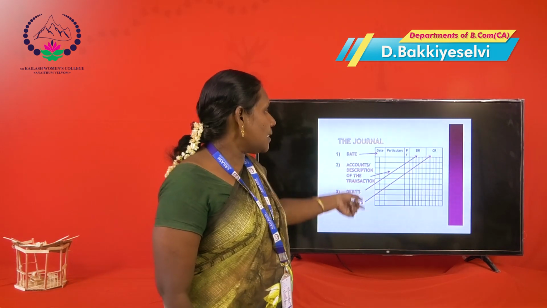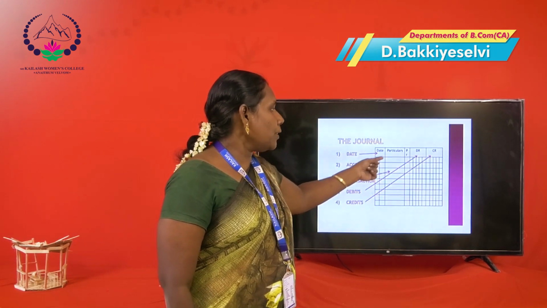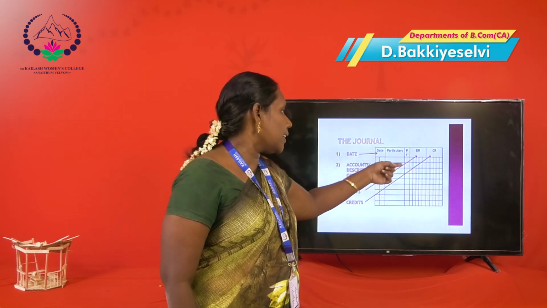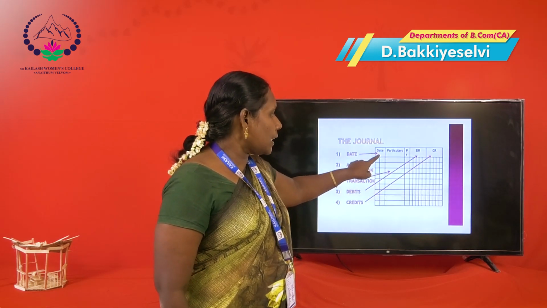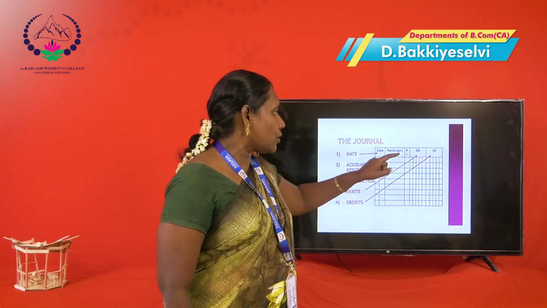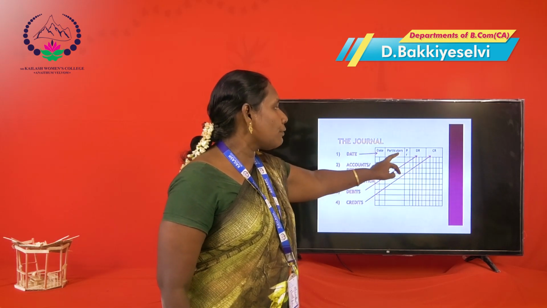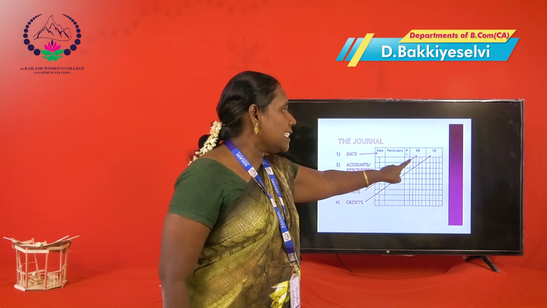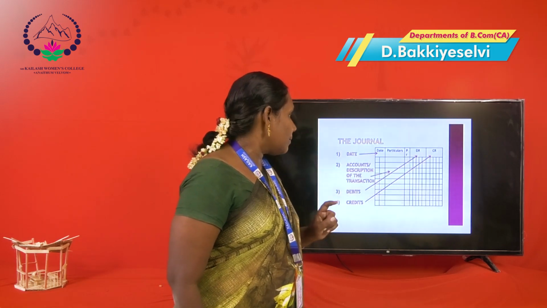Next, this is the journal format. Date, particulars, LF means ledger folio, DR means debit, CR means credit. Date: the day-to-day activity should be entered. Particulars means description of the transaction. LF means reference of the book. Debit the receiver. Credit is the giver.